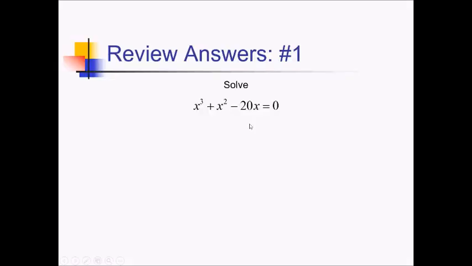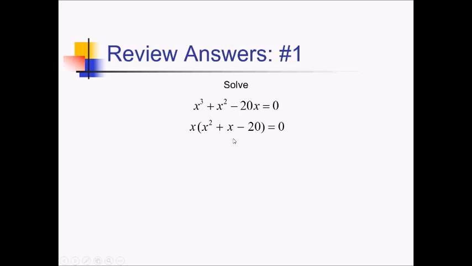To solve this polynomial equation, we first look to see if we can take out any common factors, and it looks like we can. These all have an x, so we're going to factor an x out of all this. If I do that, I'm left with parentheses with x squared plus x minus 20, all of that equaling 0. And now I can try to factor the stuff that's inside there.